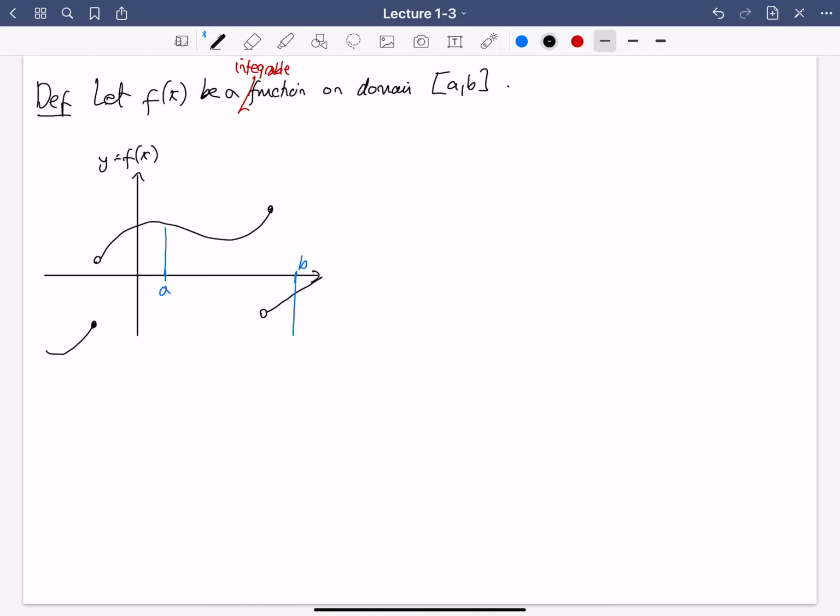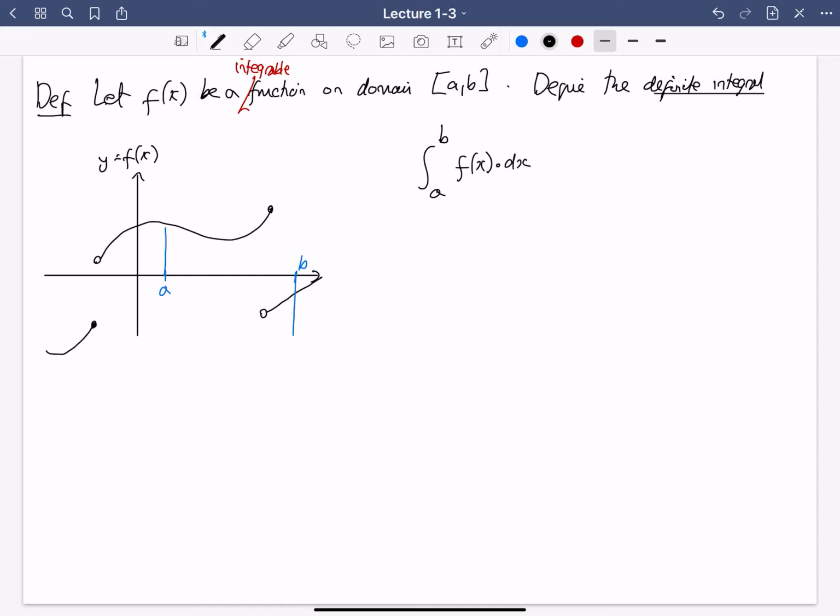And I'm going to define the definite integral. So this is the notation, integral a, b. So it has these limits. The lower limit a is the left-hand edge of our domain. The upper limit b is the right-hand edge of our domain. Integral from a to b, f of x dx.